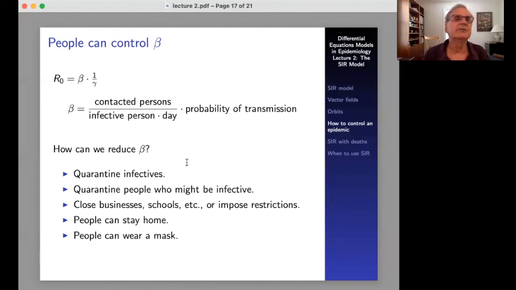So all these steps can reduce beta and thus mean that the number that you calculate from the model isn't actually what happens. It's not that the model's wrong, it's that people in governments take it upon themselves to make the model change.